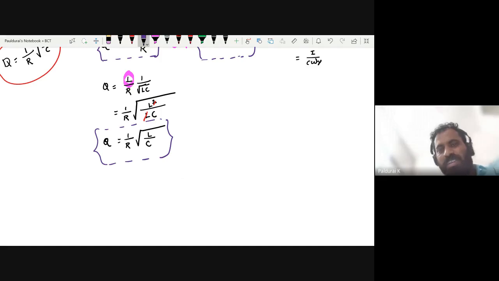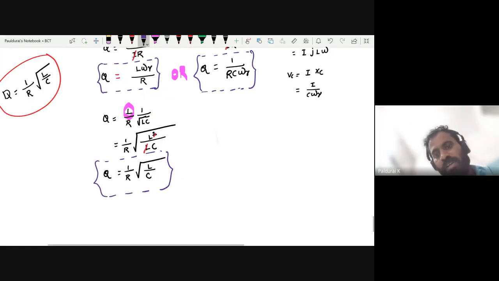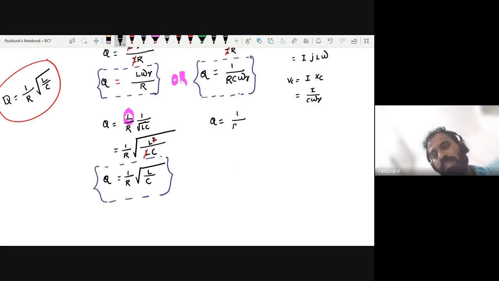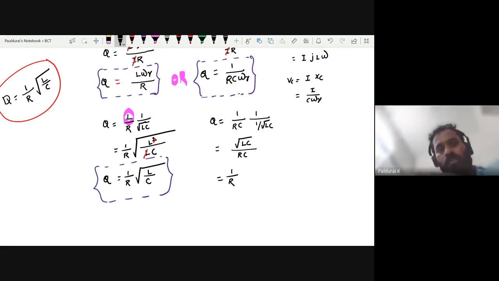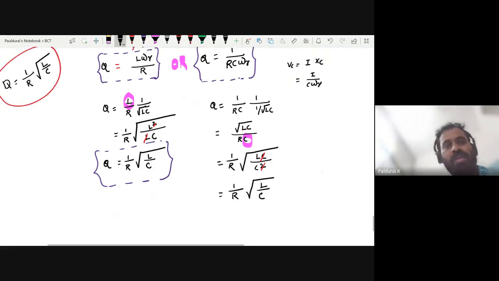Here also the beauty is, now take this formula. Here also it becomes 1 by RC and 1 divided by, what is my omega R? It becomes 1 by square root of LC. So it becomes square root of LC divided by RC. Keep 1 by R as it is. Now move this 1 by C inside the square root. It becomes square root of LC divided by C square. So now these two will be cancelled, and you will end up with again the same formula, 1 by R square root of L by C. This is my quality factor.